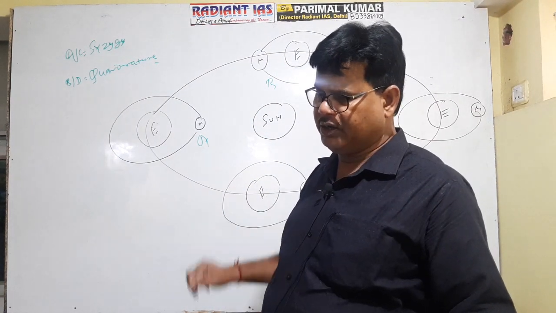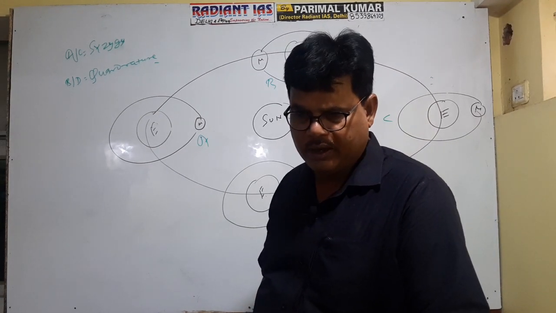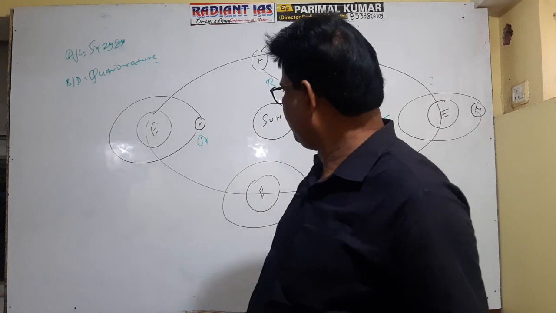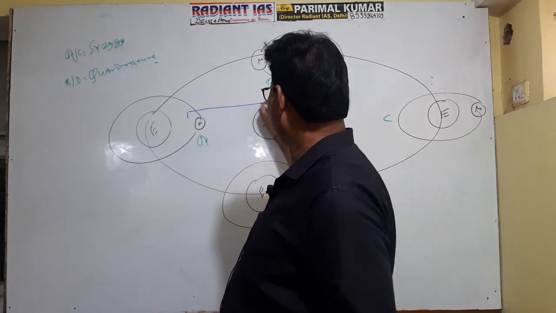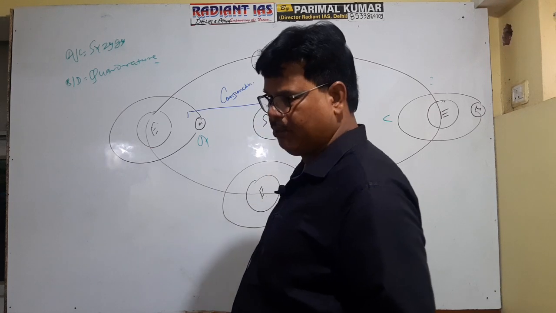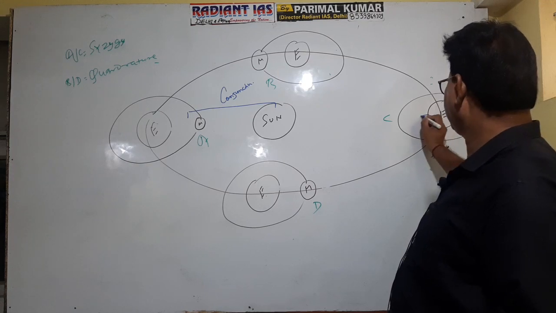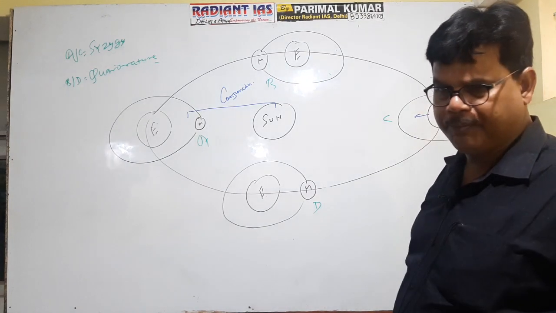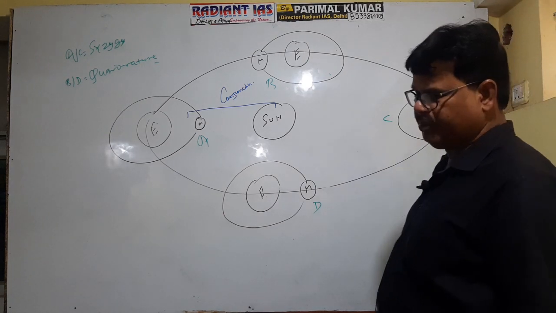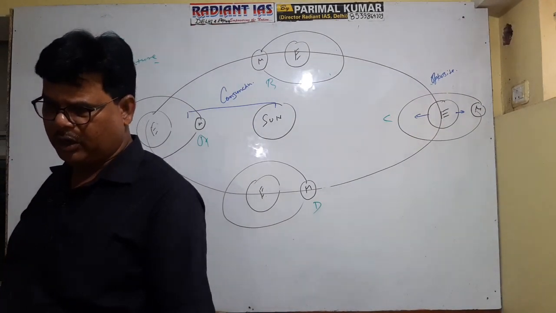Again, see, we have two positions of syzygy. In position A, you see, the moon and the sun are located on the same side of the earth. This position is referred to as conjunction, C-O-N-J-U-N-C-T-I-O-N. But in position C, the moon and the sun are located in opposite directions to each other with respect to the earth. This is referred to as opposition. So there are two positions of syzygy: one is conjunction and the second is opposition.